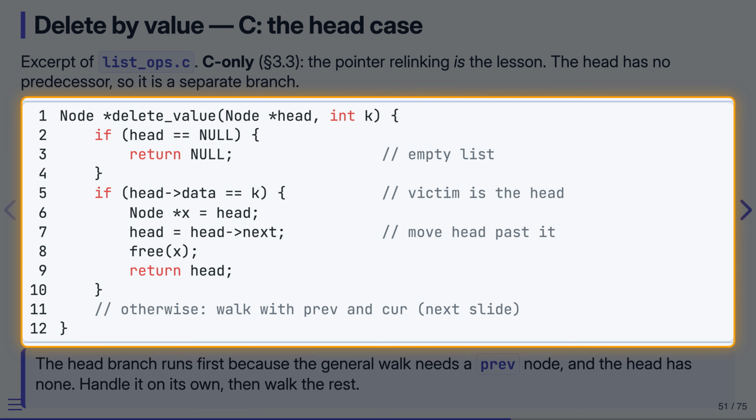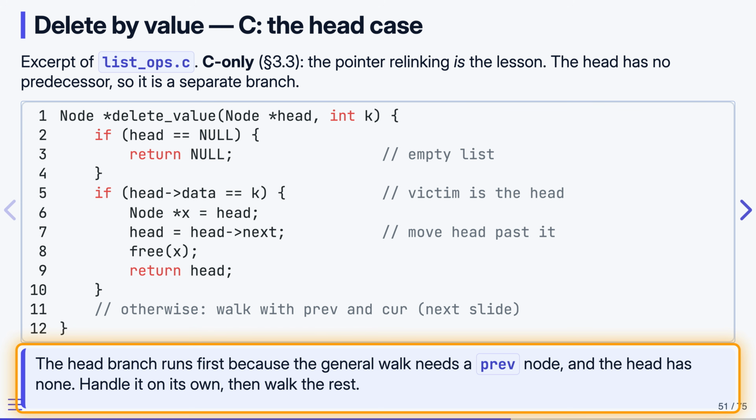This is delete by value, and on this slide we handle the head case. First, the empty list. If head is null, we return null. Then the head case. If head->data equals k, the victim is the first node, which has no node in front of it. We save the old head in x, move head to head->next, free x, and return the new head. Why do the head first? The general walk needs a prev node, the node just before the victim, but the head has no node in front of it. So we handle the head on its own, then walk the rest of the list on the next slide.